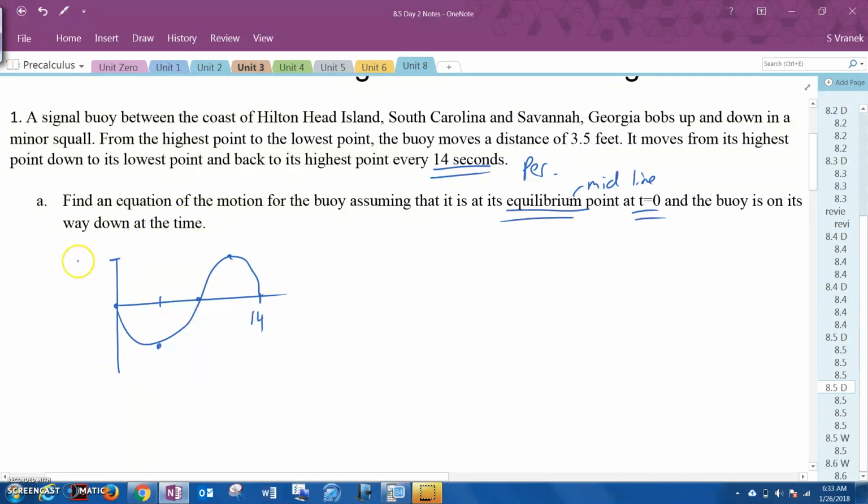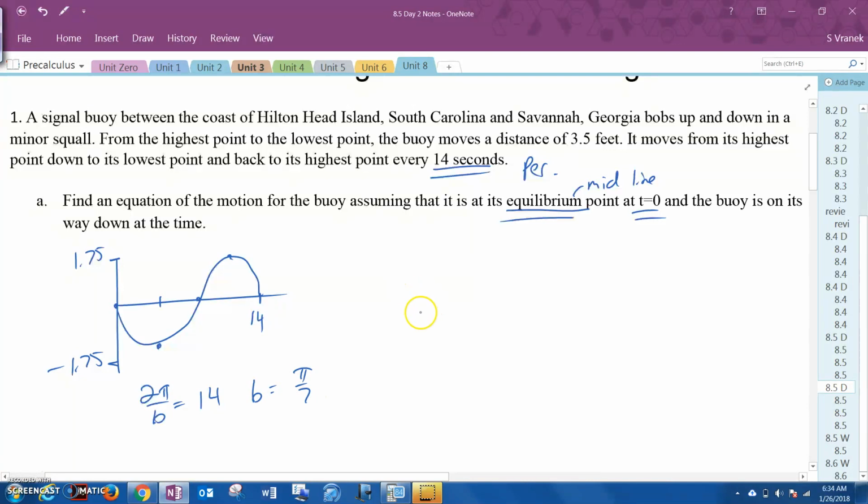If you divide 3.5 by 2, you get 1.75 and negative 1.75. So we almost have everything we need. There is no C and D value. We need the B value though. And if you remember correctly, 2 pi over b is equal to the period, which is 14 here. So if you do that, you get b equals pi over 7.